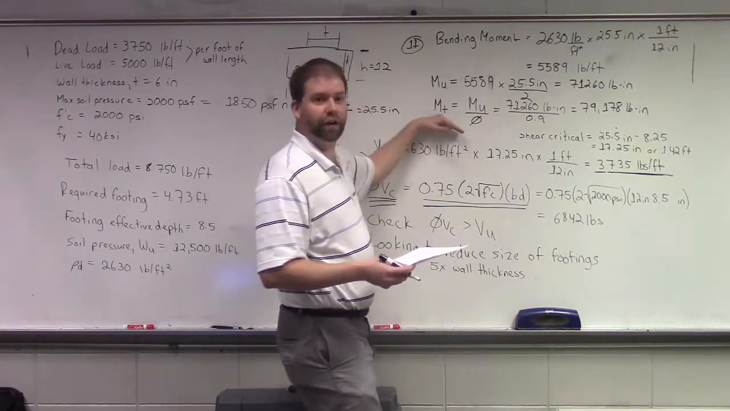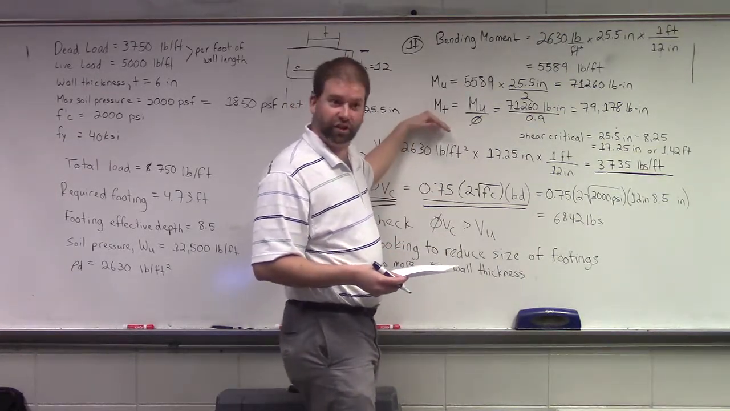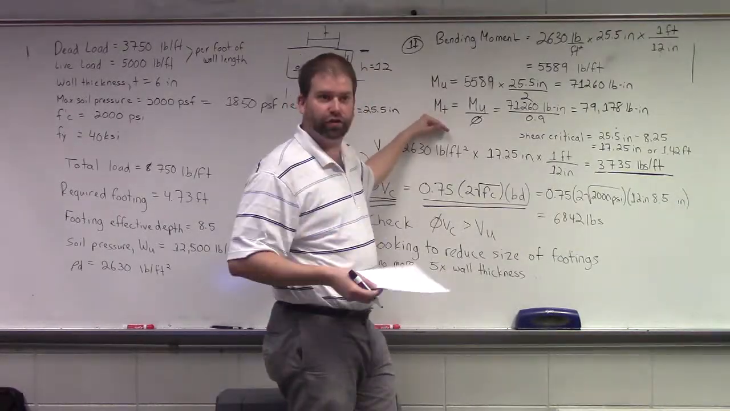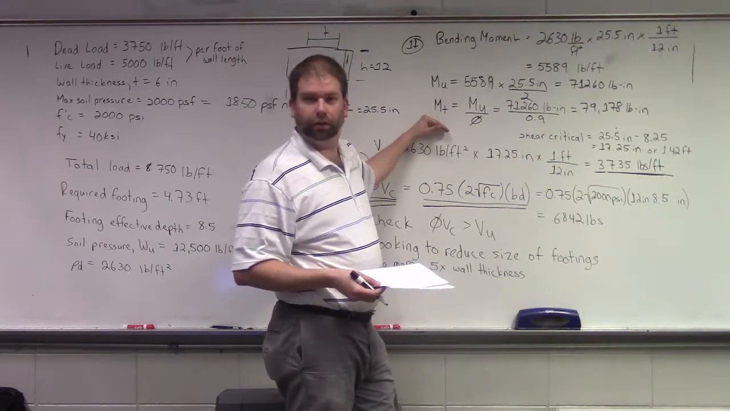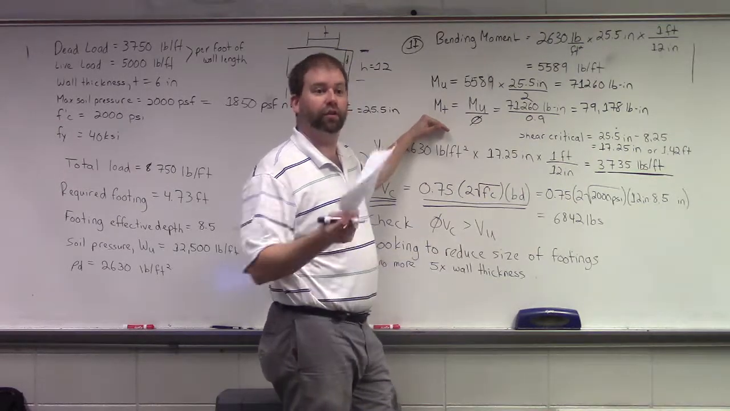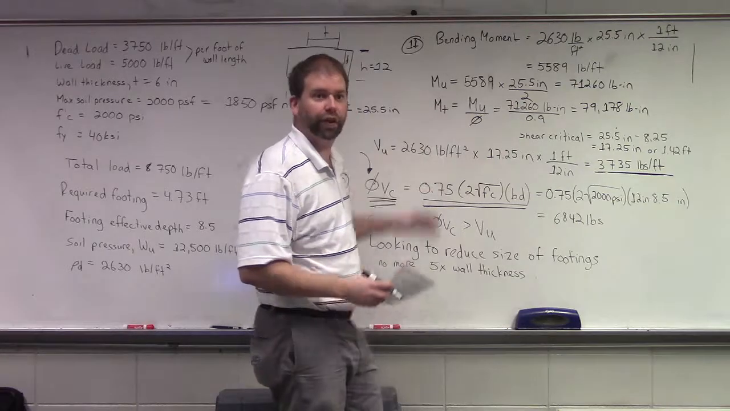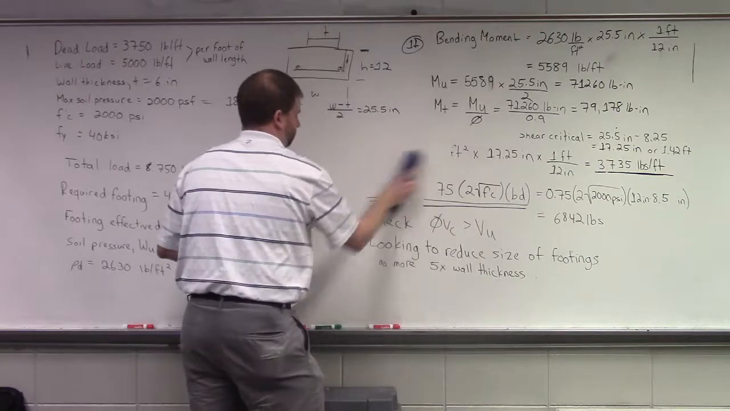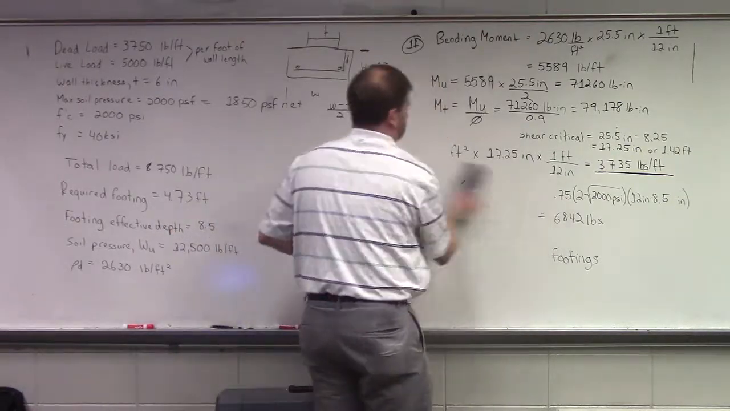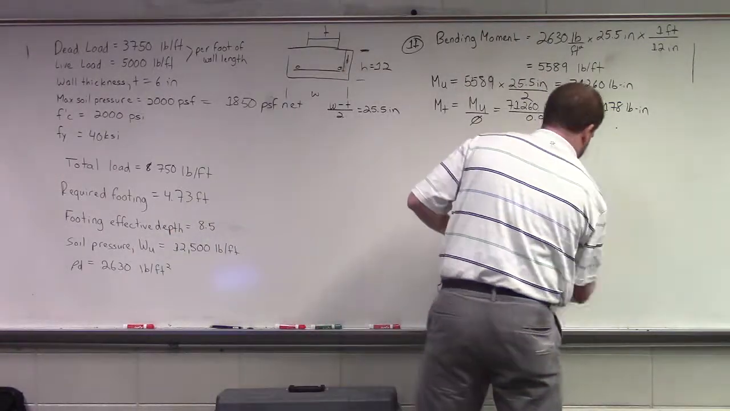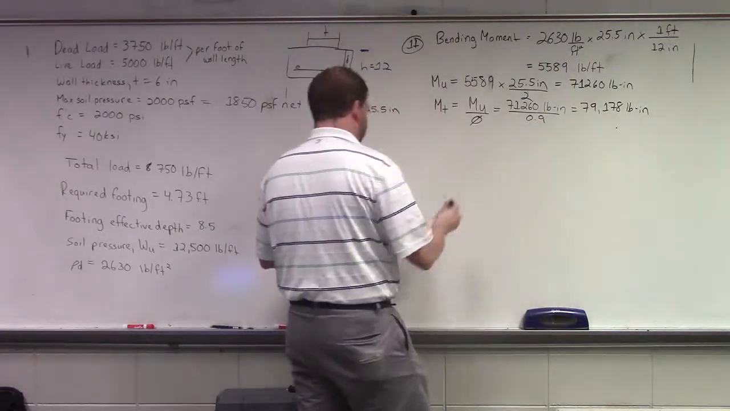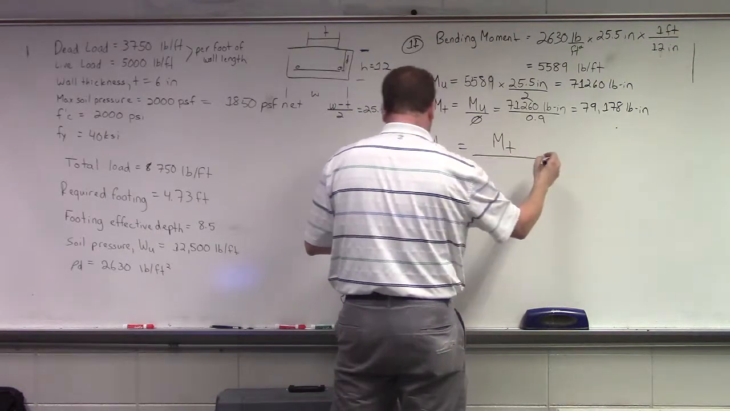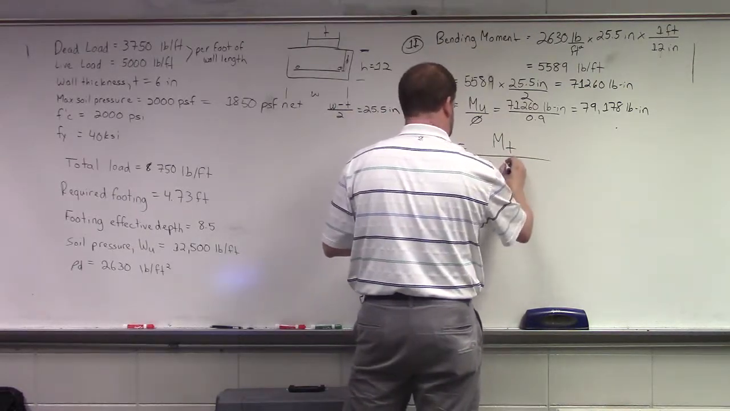Now that we know the bending moment on our tension face, what did we do with this number? Think all the way back to when we were just doing beams. What do we figure out with it? We've used it to figure out the area of steel. So that's what we can do next. Area of steel is going to equal MT divided by phi F prime Y.